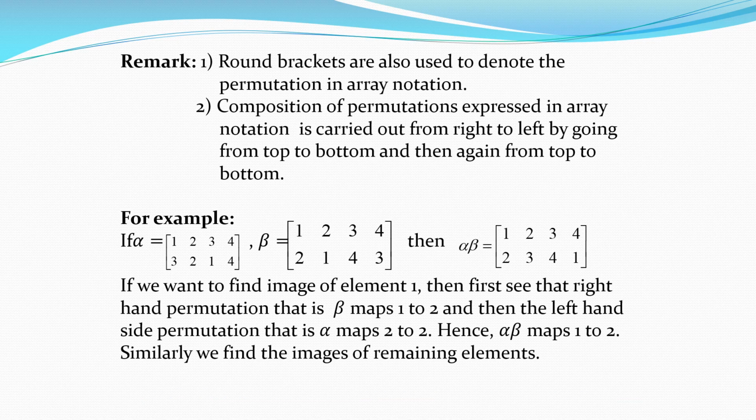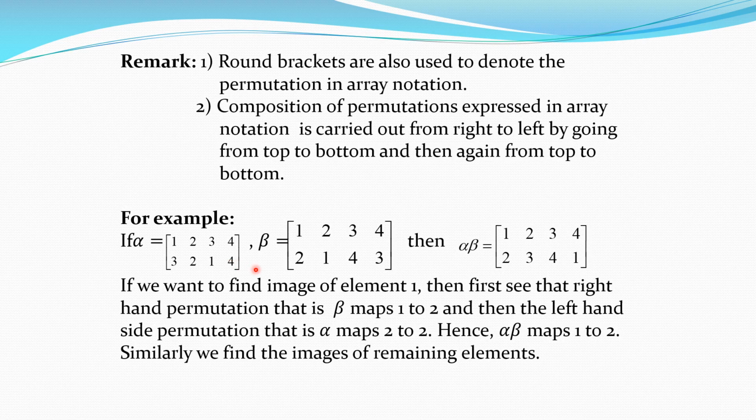Now, round brackets are also used to denote the permutation in array notation. So we can use either round brackets or square brackets to write the permutations in array form. Composition of permutations expressed in array notation is carried out from right to left by going from top to bottom and then again from top to bottom. Now see how to find the composition of two permutations.